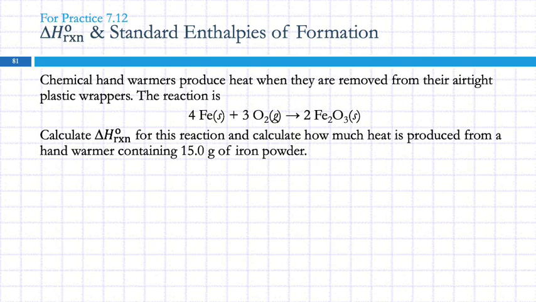Here's another one. Back to the chemical hand warmers. Chemical hand warmers produce heat when they're removed from their airtight plastic wrappers. The reaction is 4Fe plus 3O2 makes 2Fe2O3. Calculate the standard heat of reaction for this reaction and calculate how much heat is produced from a hand warmer containing 15.0 grams of iron powder.